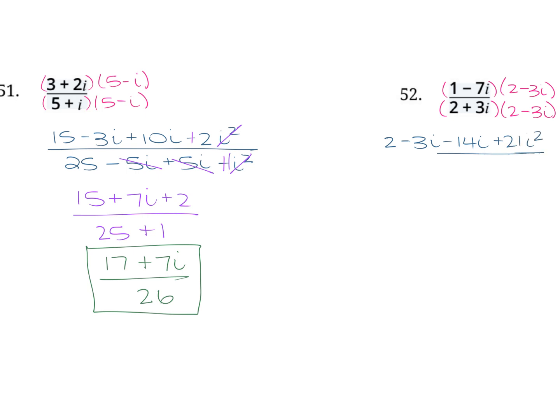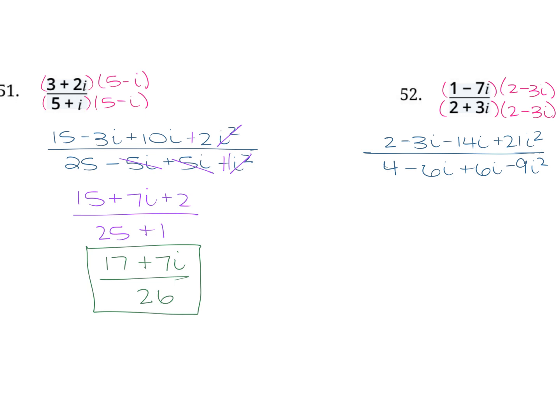On the bottom, you're going to have 2 times 2, which is 4. 2 times negative 3i is negative 6i. 3i times 2 is positive 6i. Then 3i times negative 3i is negative 9i squared.